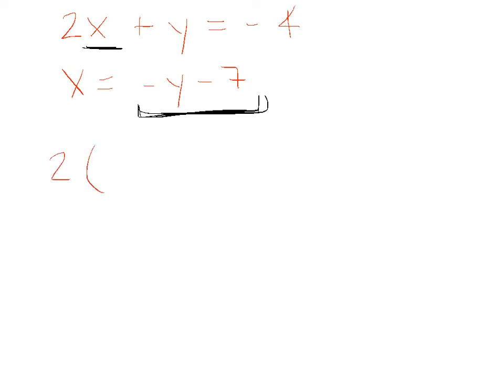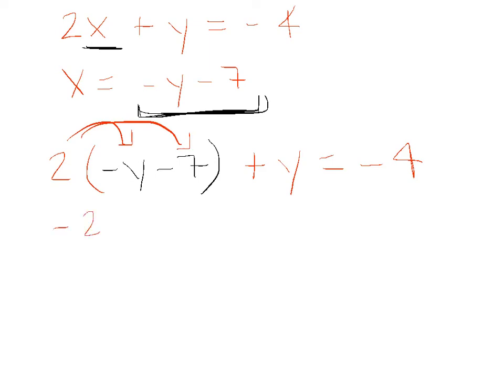2 times, wherever I see an x, I'm going to replace it with negative y minus 7, excuse me. I think I misspoke that earlier too. Plus y equals negative 4. Distributive property is your best friend this lesson. So negative 2y minus 14 plus y equals negative 4. Put those like terms together. So I've got negative 1y minus 14 equals negative 4.